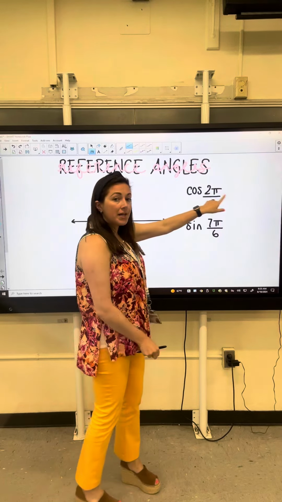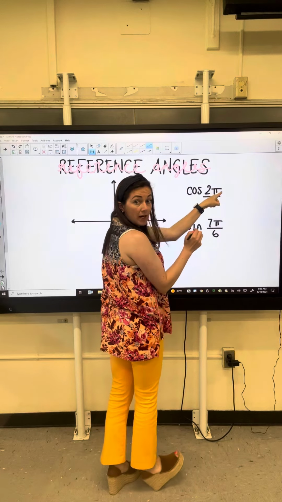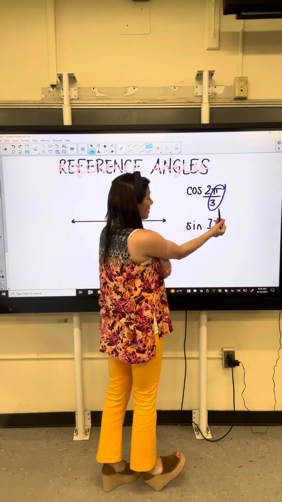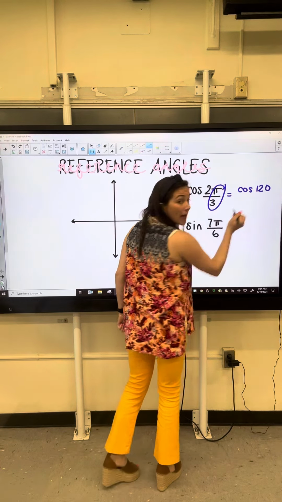I know this is radians, but we think in degrees. This is how I teach my kids to do it. Pi is 180, okay? So you're going to say to yourself, 180 divided by 3 is 60. 60 times 2 is 120. Because in AP Calc, we don't have a calculator.